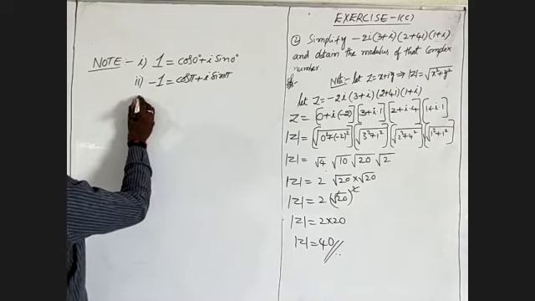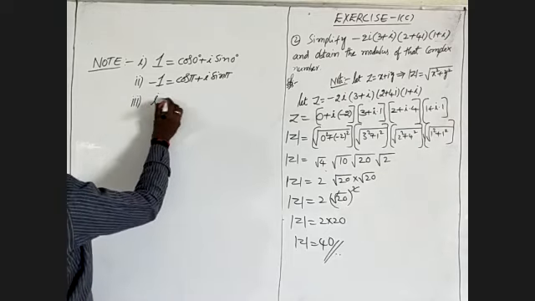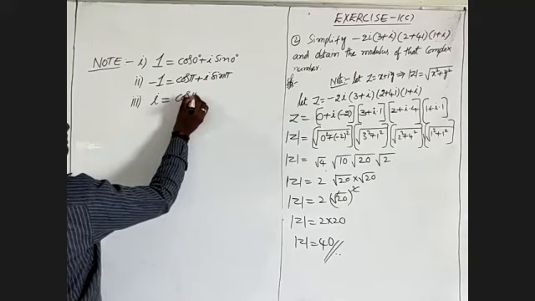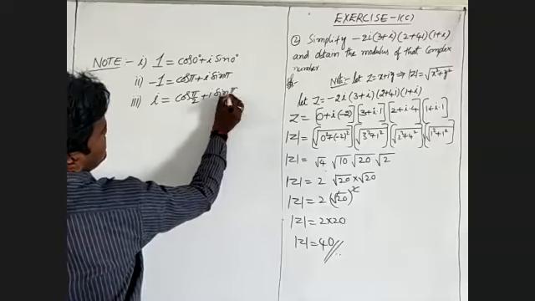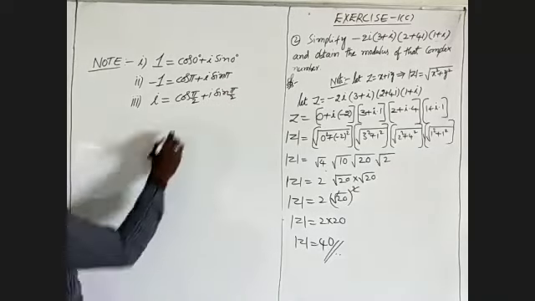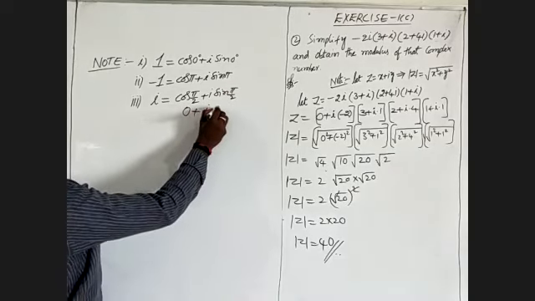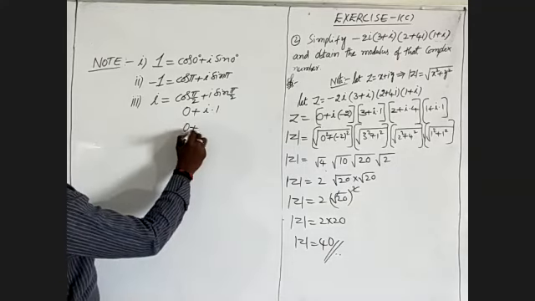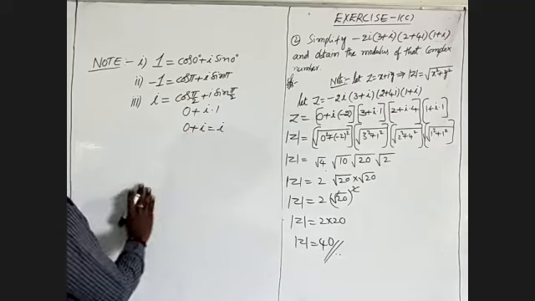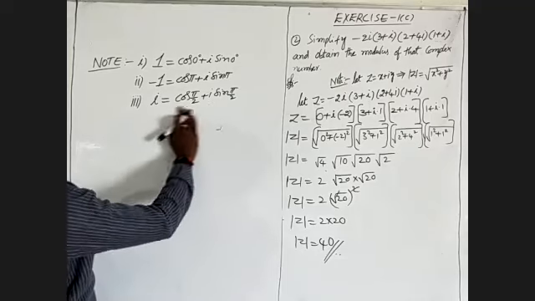After that, the third condition: I will take cos pi by 2 plus i sin pi by 2. You will observe cos pi by 2 is nothing but 0, plus i into sin pi by 2, which becomes 1. i into 1 is i. 0 plus i is nothing but i.